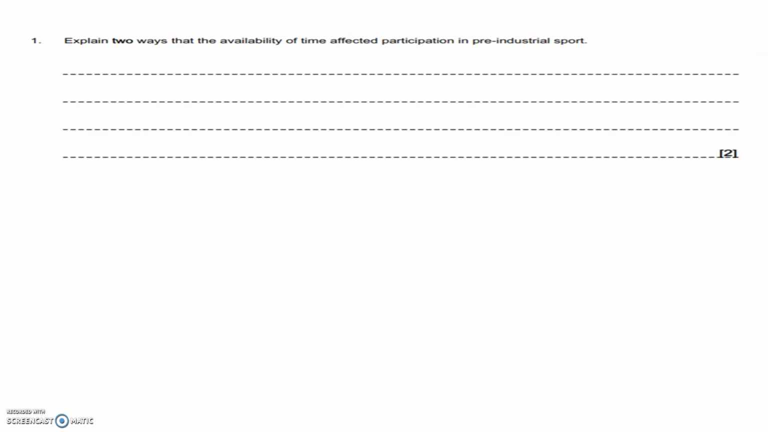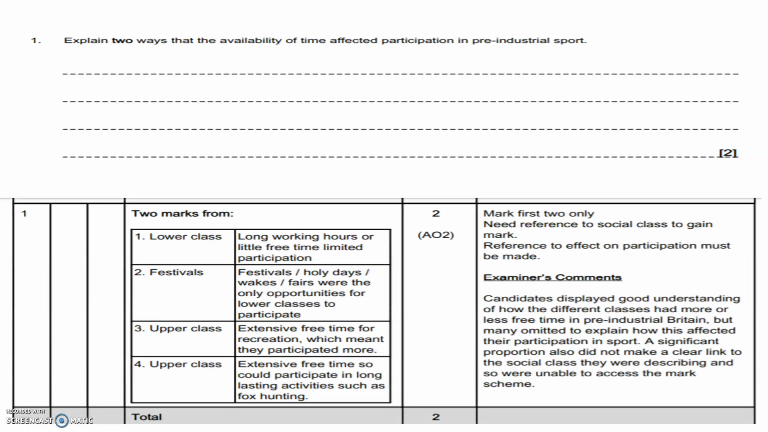Okay, so let's look at the first question. Explain 2 ways that the availability of time affected participation in pre-industrial sport. Things you could have got down here, obviously this question is worth 2 marks. You could have talked about the lower classes often working long hours, so they had limited time to participate. You could have talked about the festivals, so as I mentioned before, the holy days, the different wakes and fairs that gave the lower classes the opportunities to participate during these particular periods of time. You could have mentioned the upper class, the fact that they had extended free time, so they were able to participate more often. And as the last bullet point says, extensive free time, so they can participate in long-lasting activities such as fox hunting, which could have gone on for hours.